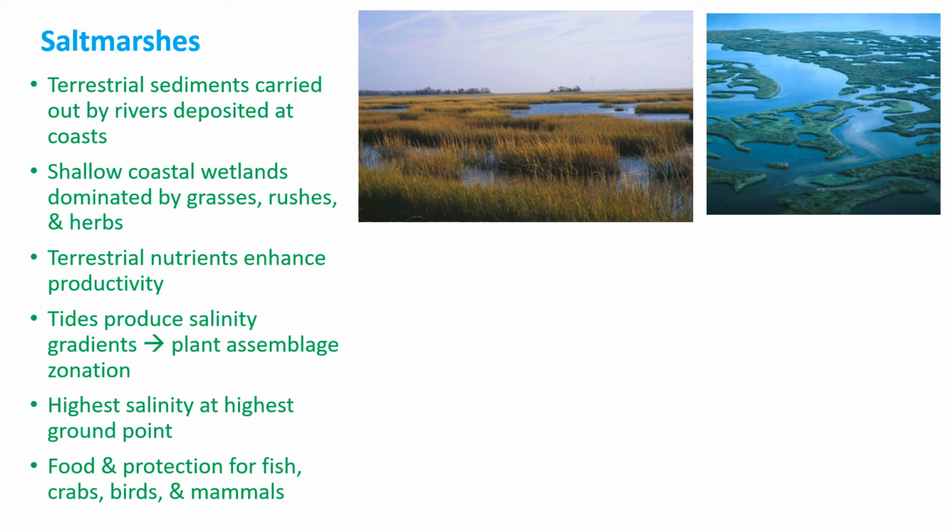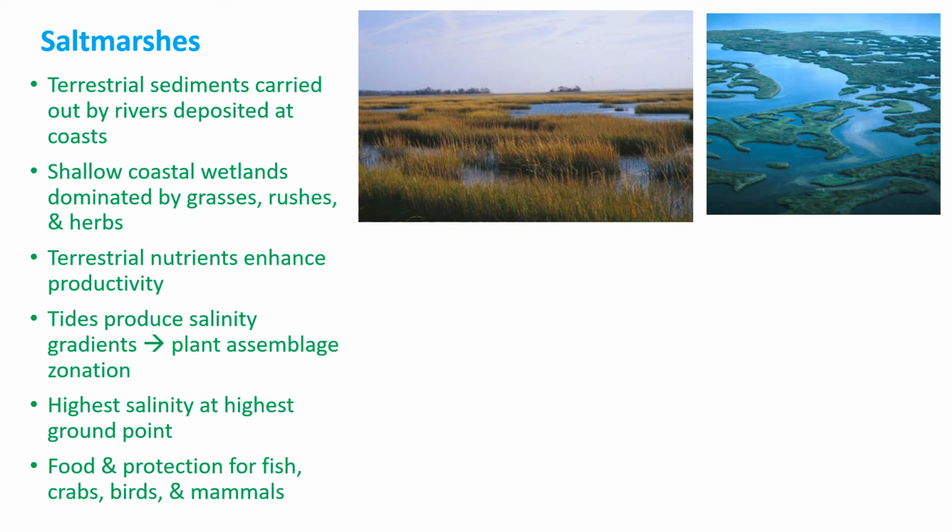And also, salt marshes are located in the coastal area, and we know coastal biomes are influenced by tidal activity. Tidal activity also produces a salinity gradient, which we mentioned a few slides back. So, since there is a salinity gradient in a salt marsh from the oceanic environment all the way to the inland, you will see a zonation of the plant assemblages.